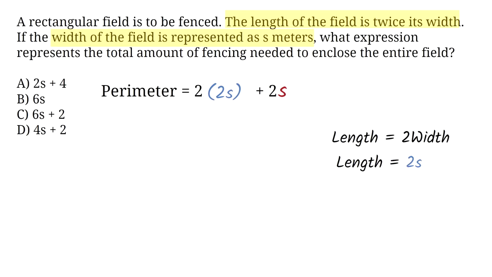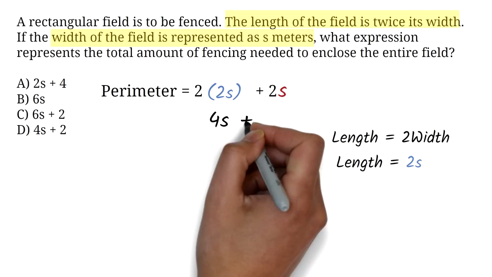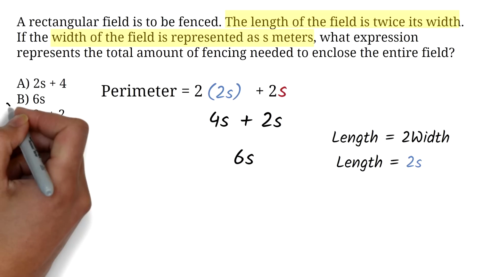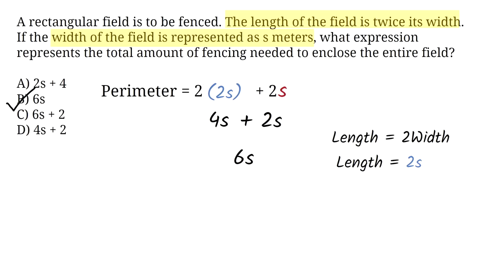We have 2 times 2s, plus 2 times s. 2 times 2s is 4s. So we have 4s plus 2s. This will give us 6s. Therefore, the expression that represents the total amount of fencing needed to enclose the field is 6s. So the correct answer is B.